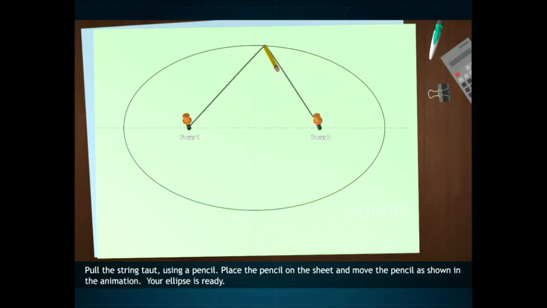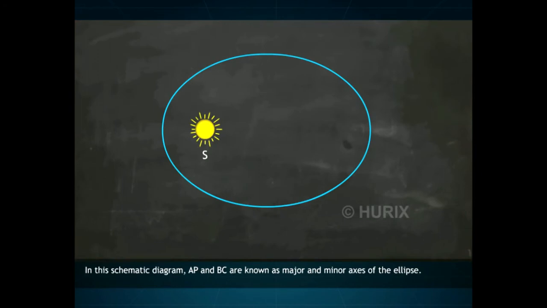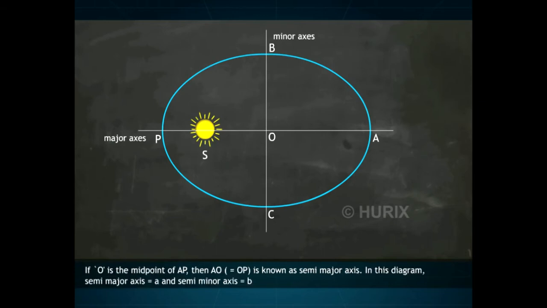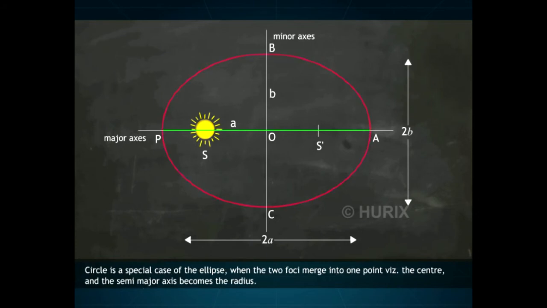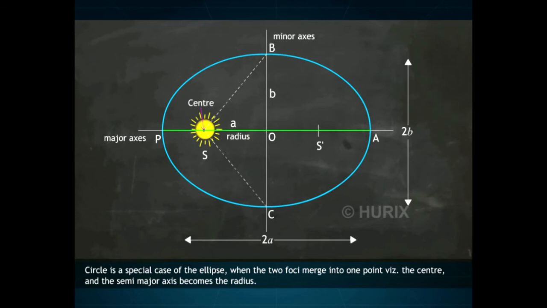Your ellipse is ready. In this schematic diagram, AP and BC are known as major and minor axes of the ellipse. If O is the midpoint of AP, then AO equals OP is known as semi-major axis. In this diagram, semi-major axis equals A and semi-minor axis equals B. Circle is a special case of the ellipse, when the 2 foci merge into one point, namely the center, and the semi-major axis becomes the radius.